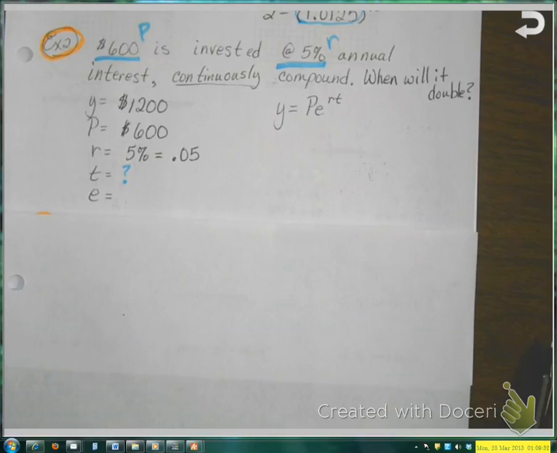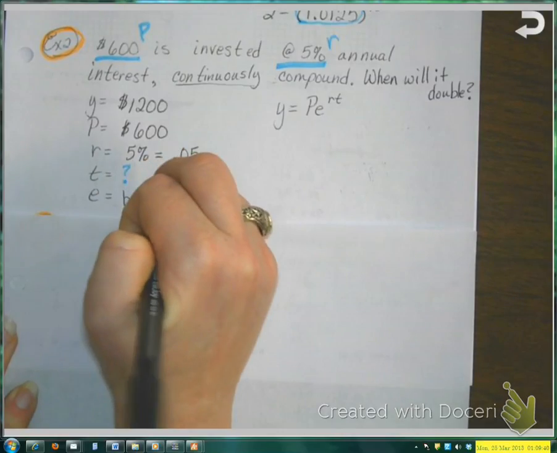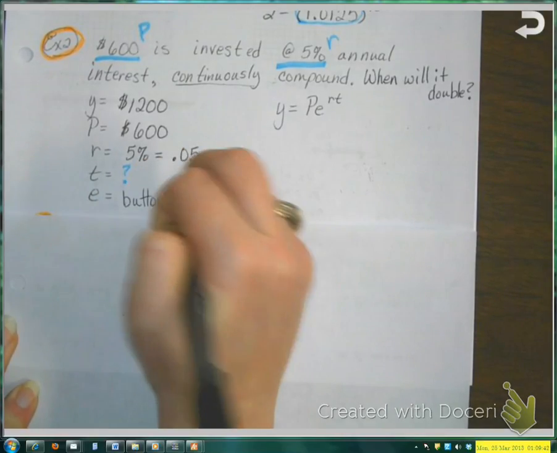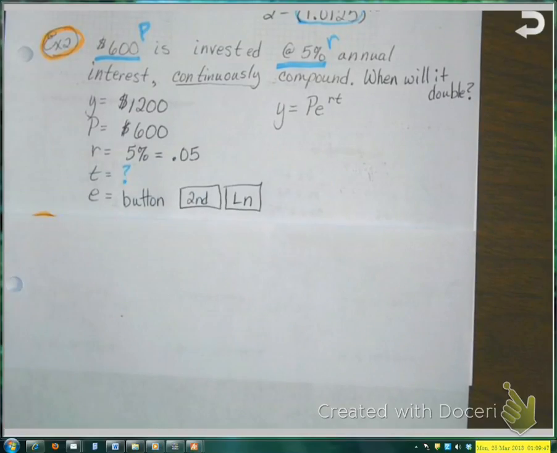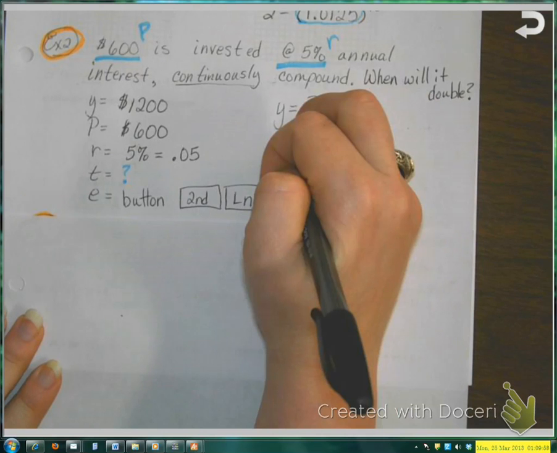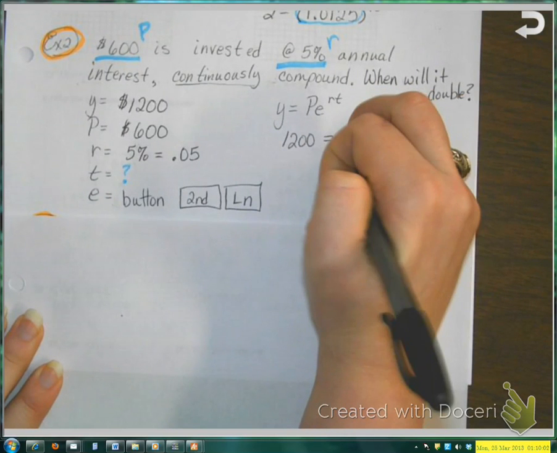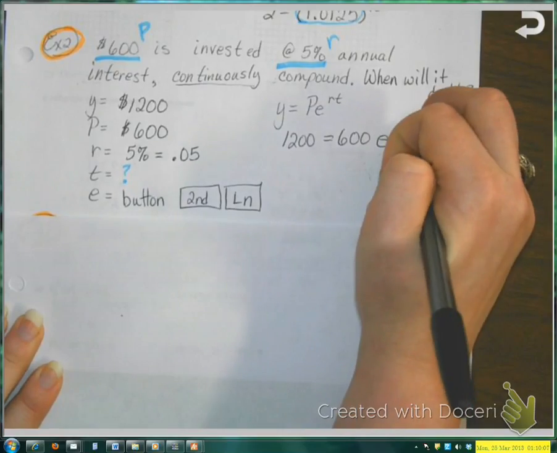You want to know the secret? E is a button on your calculator. You literally hit the button. You're going to hit second, and then you're going to hit LN. You don't have to do anything for E. E is already there for you. All you have to know is how to hit the button. All right? So let's plug in what we got. Y is 1200. That equals 600 times E to the R, which is 0.05 times T.